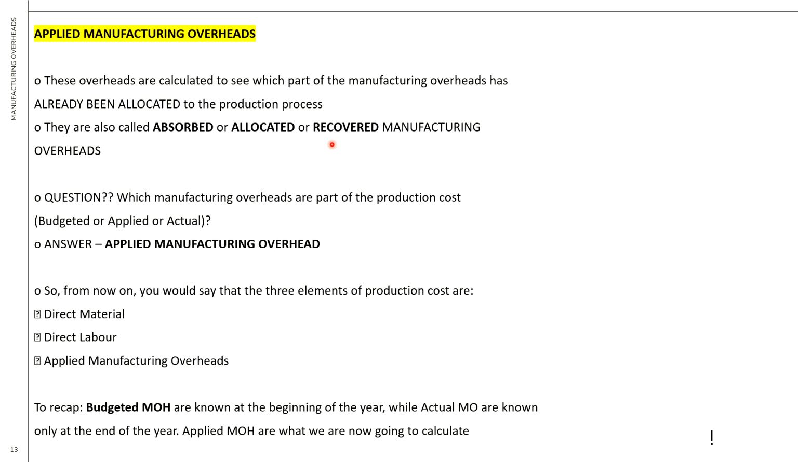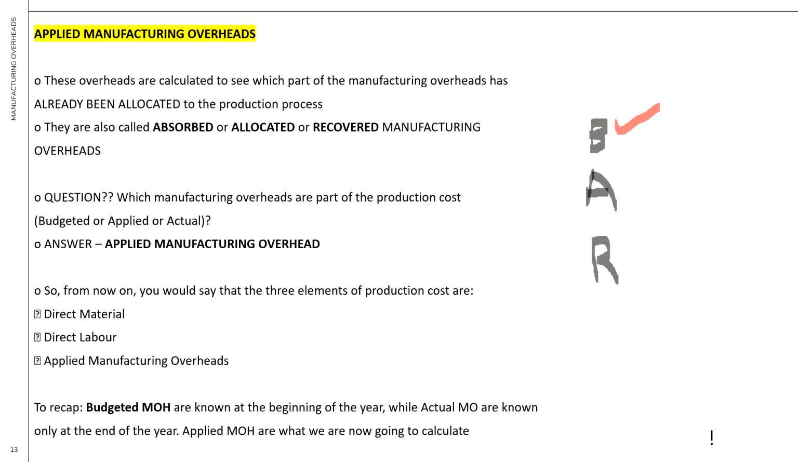We have budgeted overheads, we have actual overheads, and we have absorbed or allocated or recovered. Let me write OR for recovered. So this recovered also stands for applied, for absorbed, for allocated. Okay. So we said this one is during planning, is budgeted.